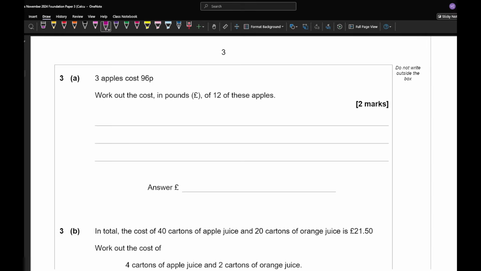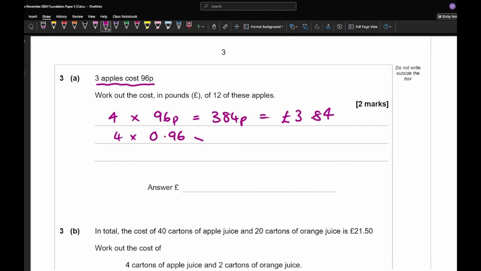So for this, if you imagine that one packet is 3 apples, then we're going to need 4 packets. So it's going to be 4 lots of 96 pence, which will give me an answer of 384 pence, which equals £3.84. Alternately, you could just do 3 times and convert the price in pounds, so it's 0.96, in which you should get the exact same answer. So the answer then is £3.84.